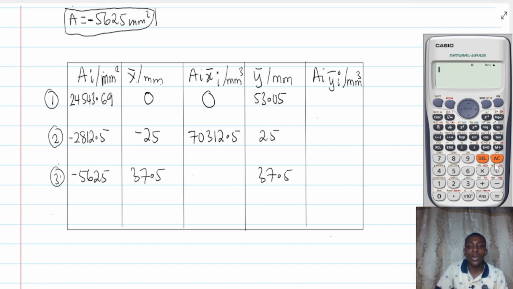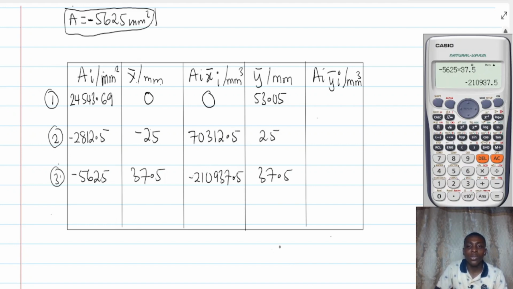Again, if I have this one, it's going to be minus 5625 multiplied by 37.5. And that is going to be what? Minus 210937.5. Is that right?